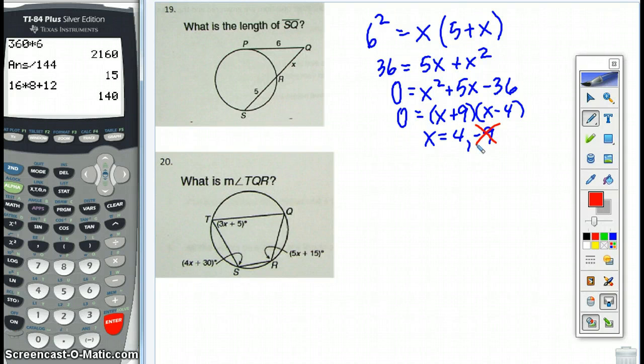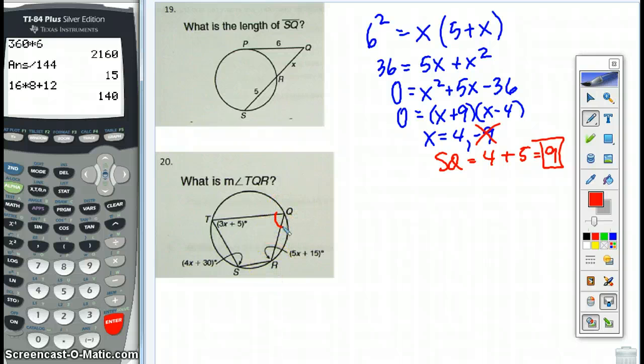So what is the length of SQ? SQ is equal to 4 plus 5 equals 9. There it is. All right, in our next problem here, we're looking for the angle TQR.